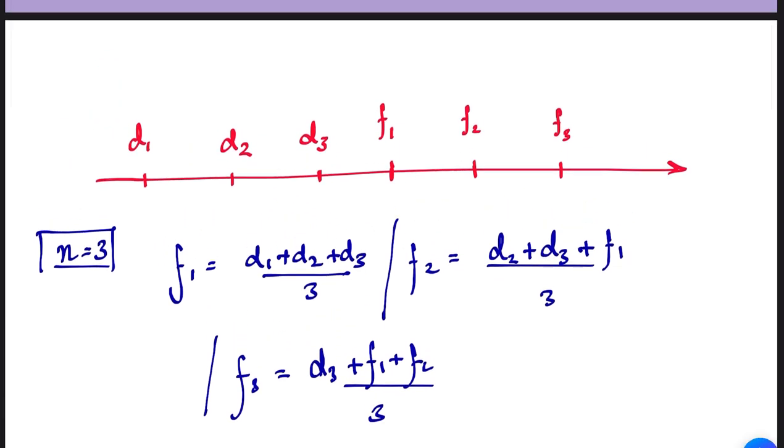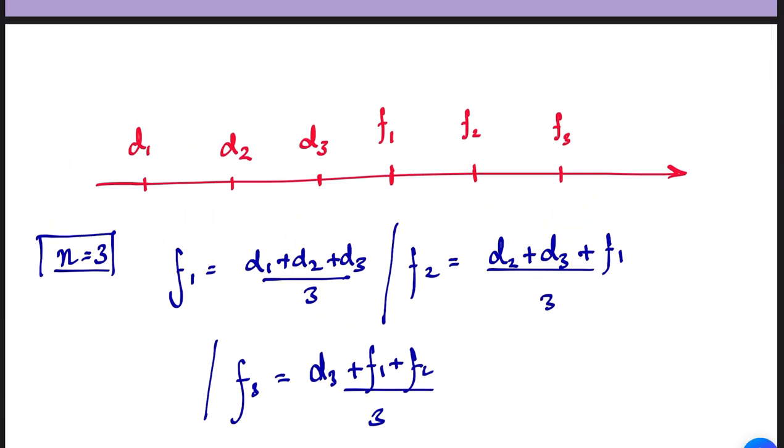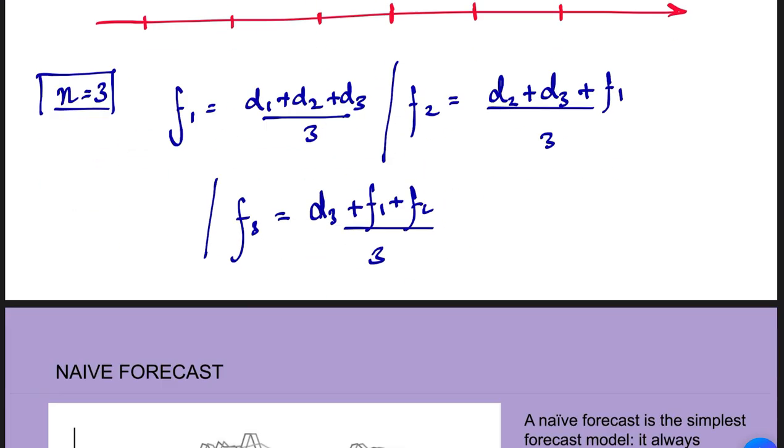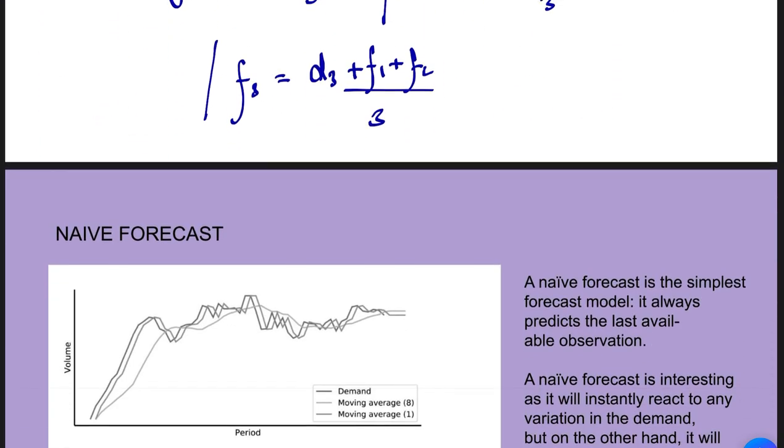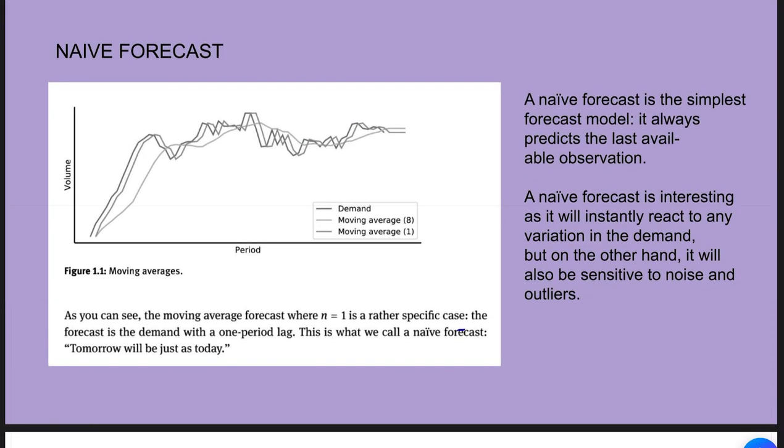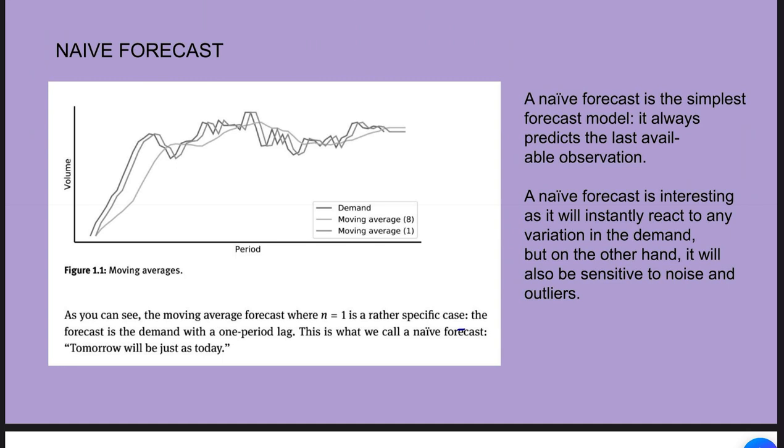These are some basic formulas that need to be understood in order to do time series forecasting. On the basis of that, we have another similar model, which is the naive forecast. The basic difference between the moving average and the naive forecast is that the value of n in this model is equal to 1, and n is a parameter.